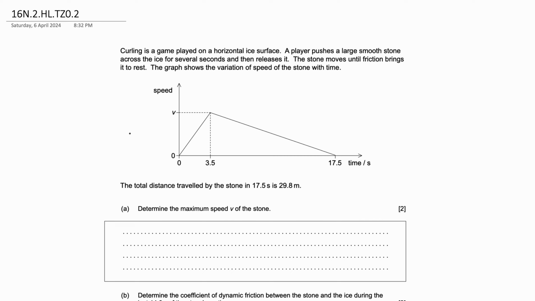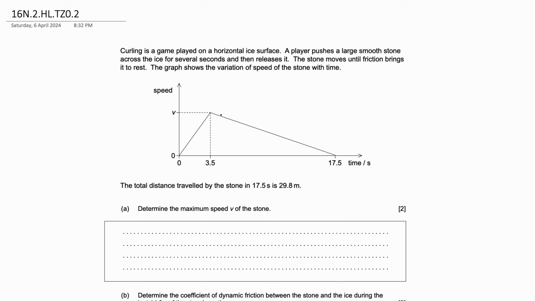IB physics examinations. This is a paper 2 HL question and it's open-ended. It's a three-part question. So let's get started. Curling is a game played on a horizontal ice surface. A player pushes a large smooth stone across the ice for several seconds and then releases it. The stone moves until friction brings it to rest. The graph shows the variation of speed of the stone with time.